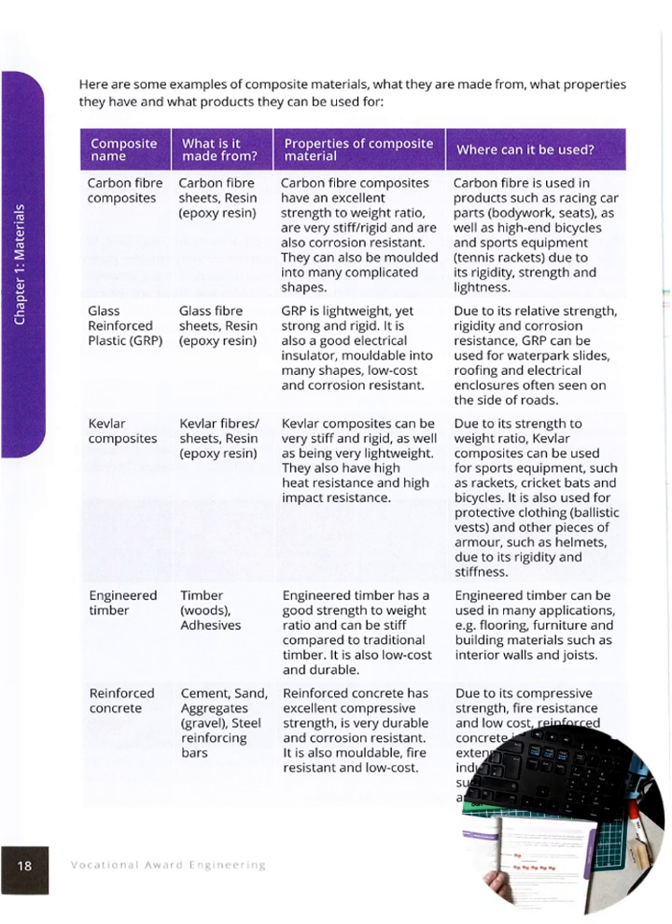Here are some examples of composite materials, what they are made from, what properties they have, and what products they can be used for. Carbon fiber composites. What's it made from? Carbon fiber sheets and resin, which is also called epoxy resin. Carbon fiber composites have an excellent strength to weight ratio, are very stiff and rigid, and are also corrosion resistant. They can also be molded into many complicated shapes.